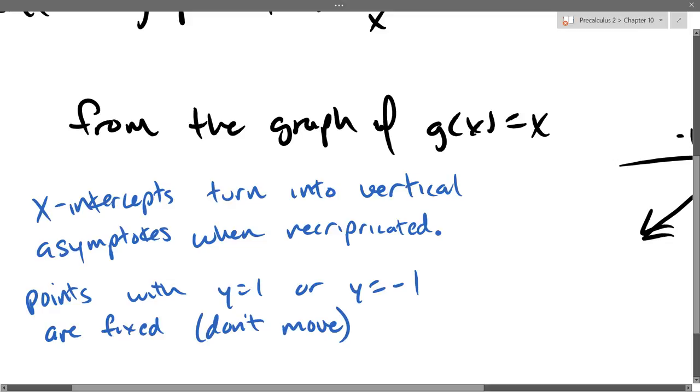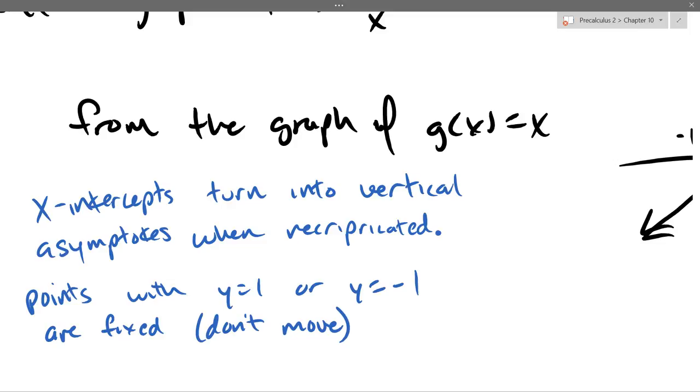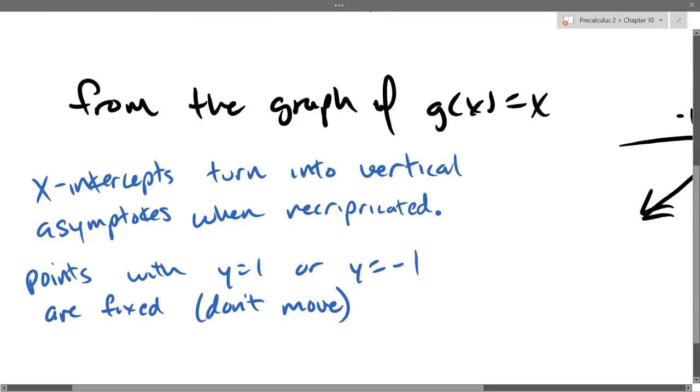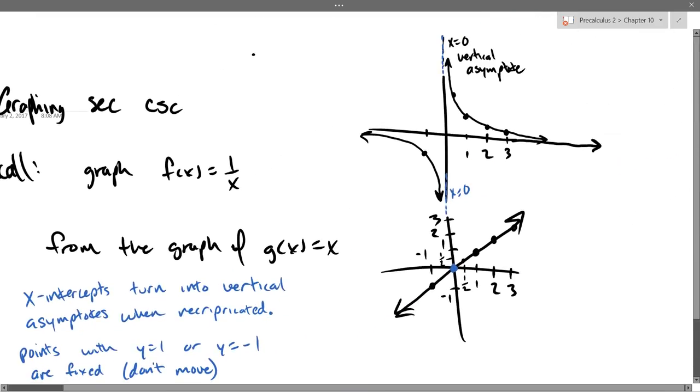So this idea we're going to take and apply to the cosine graph. Wherever was 1 or negative 1 is going to stay, and whatever was an x-intercept is going to turn into a vertical asymptote when we reciprocate our graph. So again, this is not a continuous transformation. If you wanted to turn this graph on the bottom to the one on the top, you'd have to get out a pair of scissors, cut it right at the middle, and stretch it way up here.